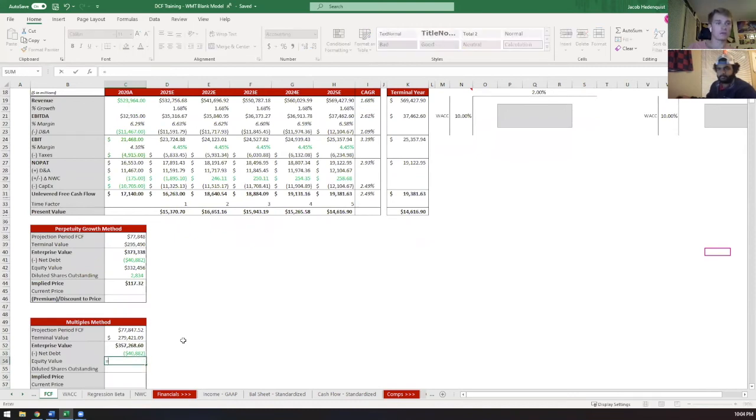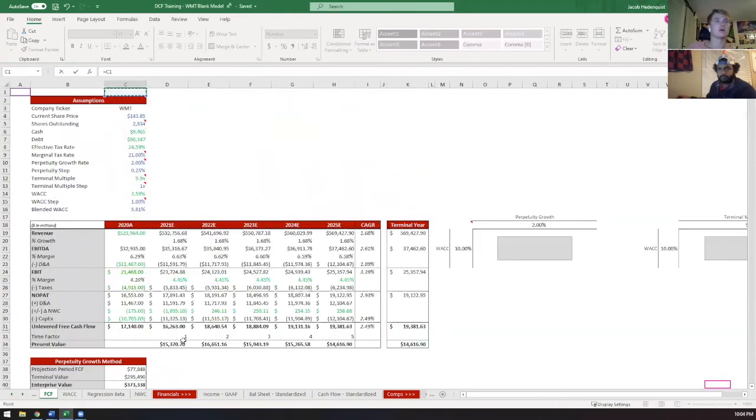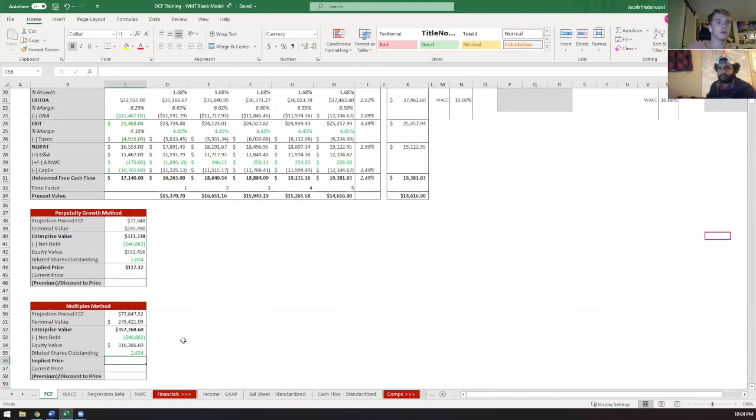Equity value obviously is going to be the sum of these two. And then our diluted shares outstanding, just like above, is going to be right here. And then our implied price is going to be this equity value divided by our diluted shares outstanding, $111.65. So now we have our implied price.